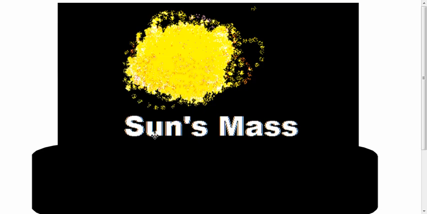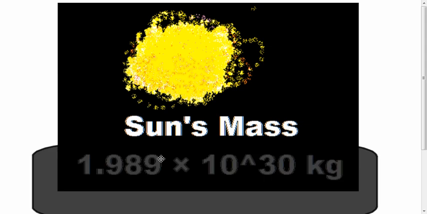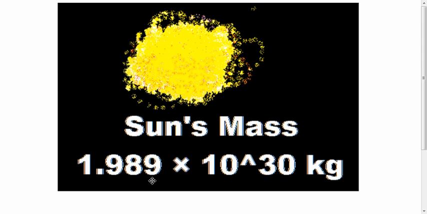Now let's look at some measurements. Let's say the sun's mass is 1.989 times 10 to the 30th kilograms. How many sig figs would this actually have? That has 4. 1, 2, 3, 4, because they're all non-zero numbers.